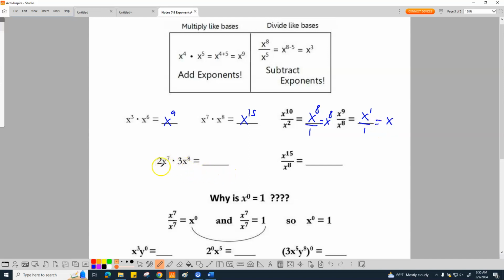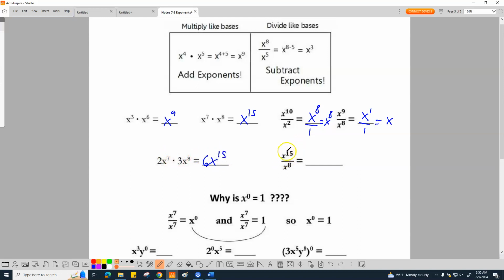Now let's check it out. This is kind of fun. We have 2x to the 7th times 3x to the 8th. Your rules for multiplication are still the same. So 2 times 3 is 6. All right, we have this x here. And what do we do with our exponents when it's multiplication? You add them. That's the rule for that.